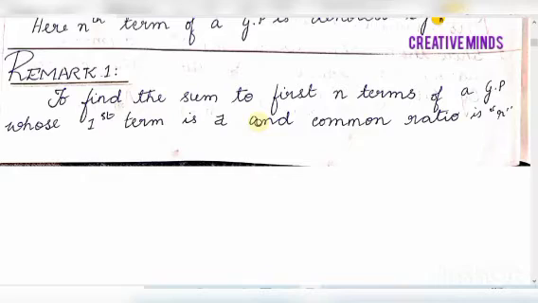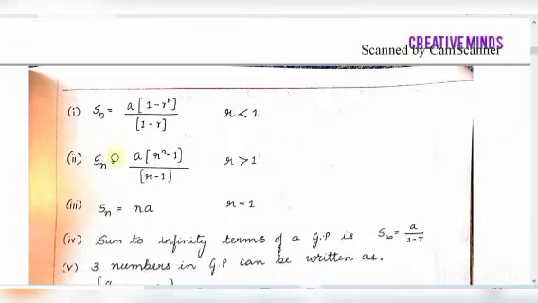Let's see the remarks. Remark number 1. To find the sum of n terms of GP when first term A and common ratio R are given, the formula is like this: Sn is equal to A into 1 minus R to the power of n divided by 1 minus R, for R less than 1. When the common ratio in any GP is less than 1, to find the sum of n terms in the GP, we have to use this formula: A into 1 minus R to the power of n divided by 1 minus R.